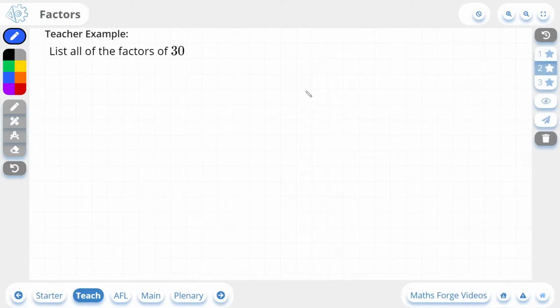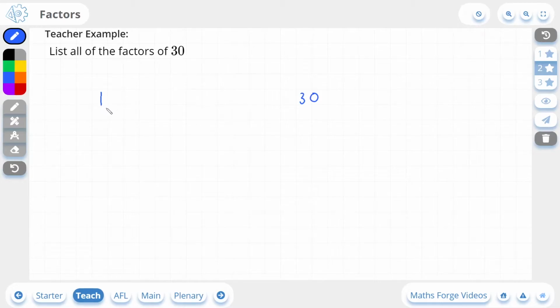Now let's do a two-star example. For the two-star examples, we're being asked to list all of the factors of 30. So for this question, you have to really think about which numbers multiply to give you 30. Well, I know, and this is true for every number, that 1 multiplied by the number itself, 30, gives us 30. So I know that 1 and 30 are factors of 30. And like I said before, this is true for every number. Every number will have a factor of 1 and itself. But in this case, there are some other numbers that multiply to give us 30.